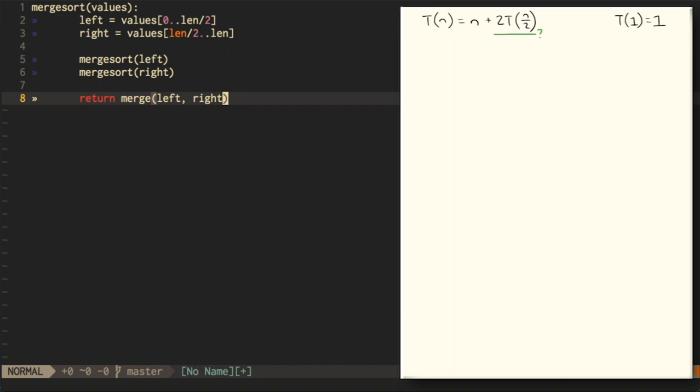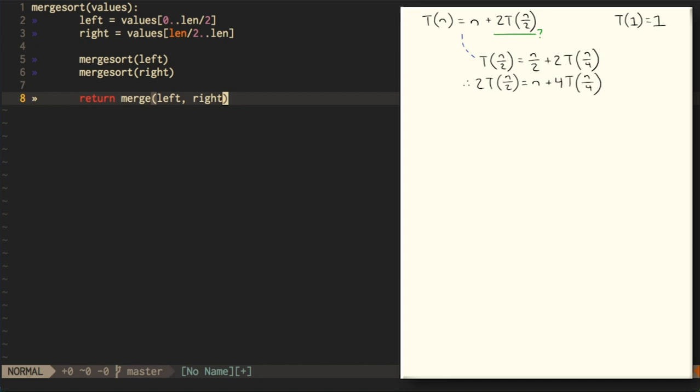Well, one way to figure it out is to substitute n over 2 into this original equation. That's going to give us t of n over 2 is equal to n over 2 plus 2 times t of n over 2 over 2, which is n over 4. Therefore, if we multiply through by 2, we get n plus 4t of n over 4.